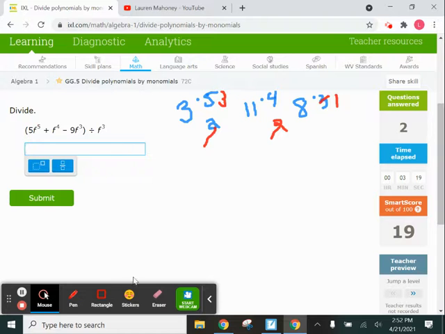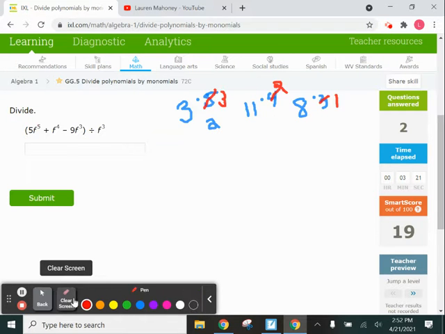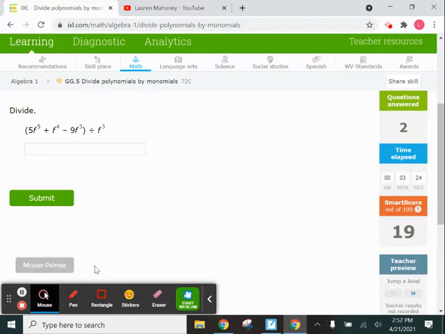This one is, again, very much like our last one, except we are dividing by f to the 3rd, so I'm going to be subtracting 3 from all of the exponents there on the top.